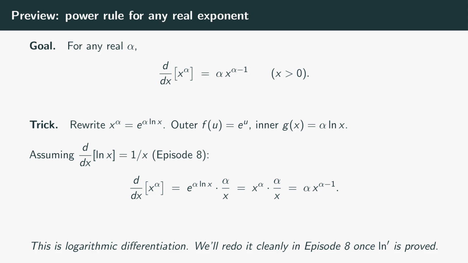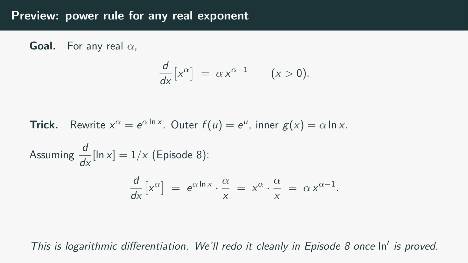And now the payoff we've been promising for 2 episodes. The power rule for any real exponent alpha, not just positive integers, not just negative integers, but every real number. The trick is one identity plus the chain rule. Any positive x raised to the alpha can be rewritten as e to the alpha times log x. That's because e to the log x is just x, so e to the alpha log x is x to the alpha. Now differentiate. The outer function is e to the u. The inner is alpha times log x.